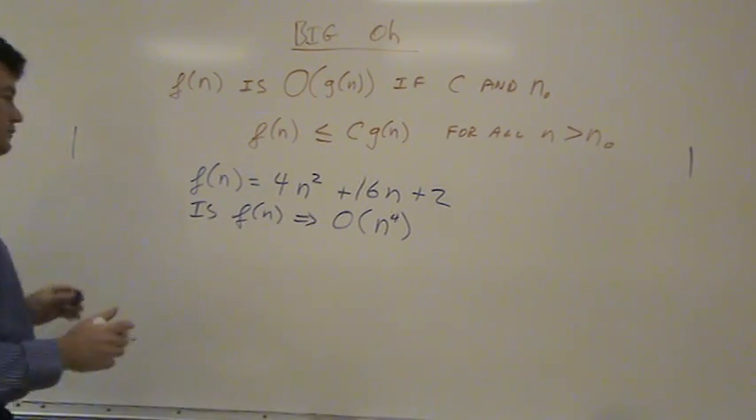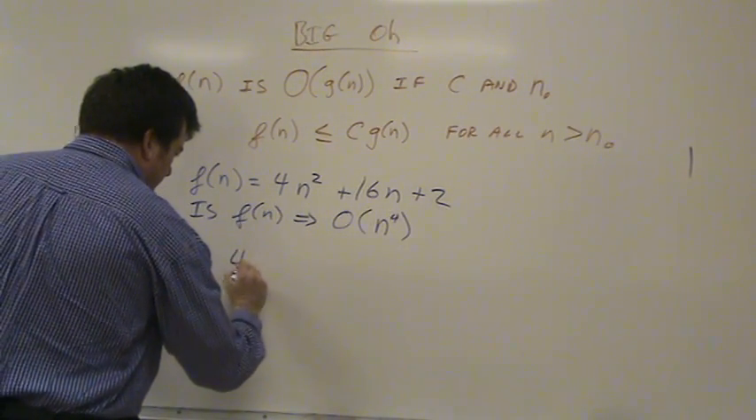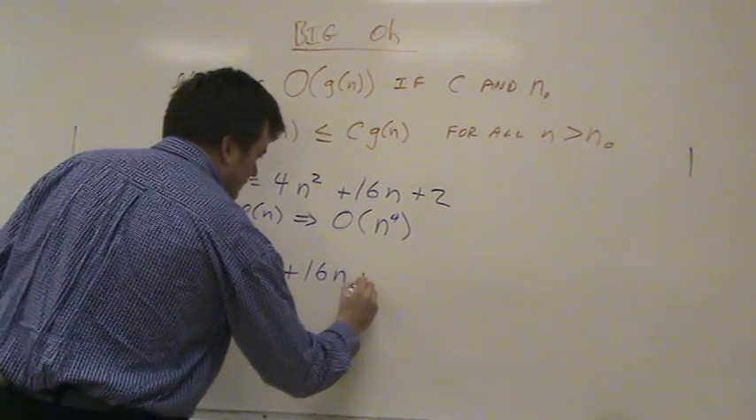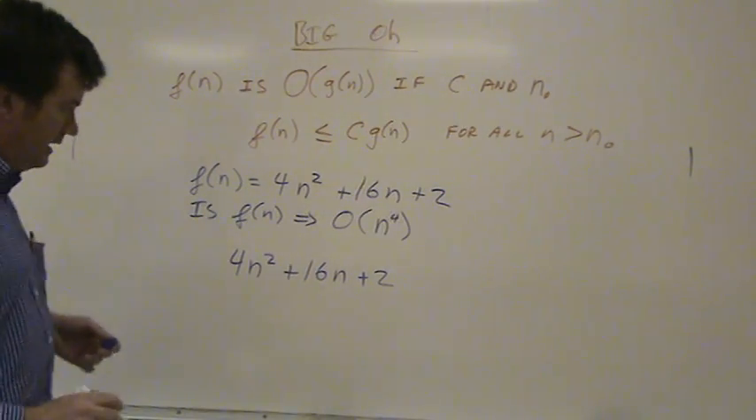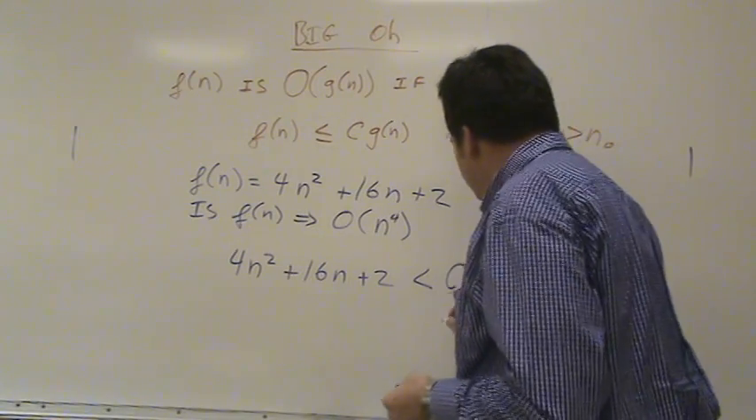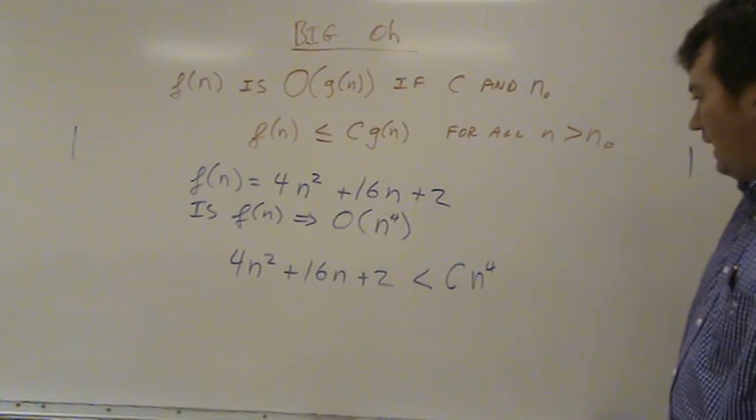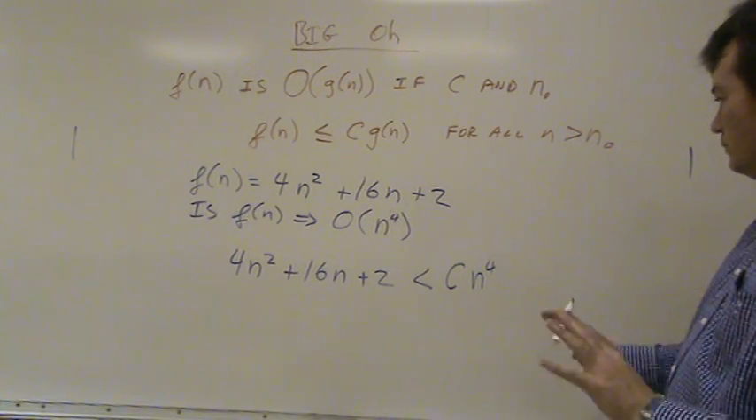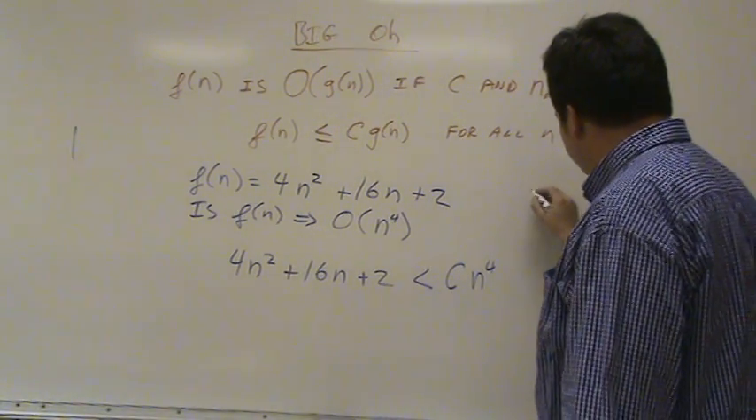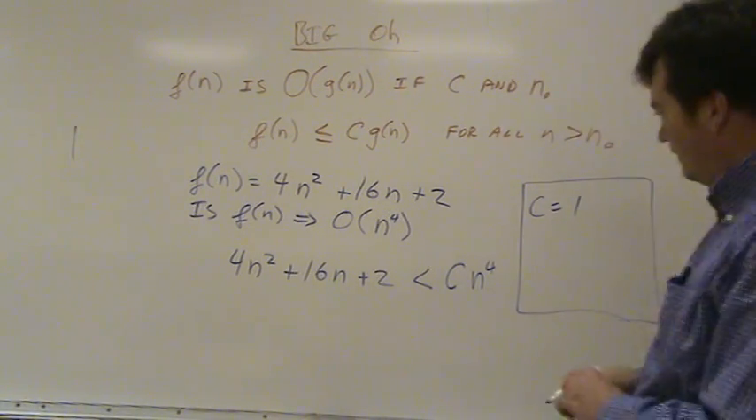So what we would need to do is take this function, 4n squared plus 16n plus 2, and say, is this less than some constant times n to the fourth? And what we can do is try to find out if there is such a constant. Let's look at this as our work area. Let's try the constant c equals 1.